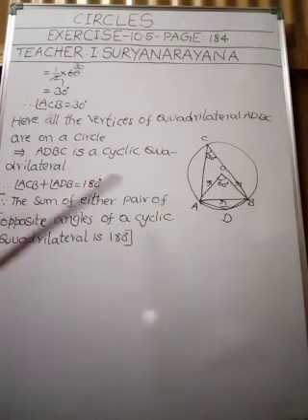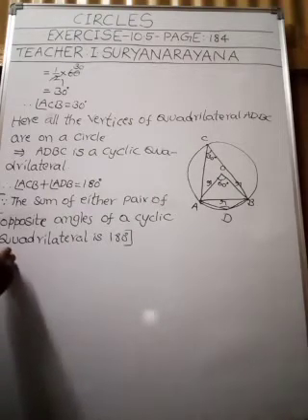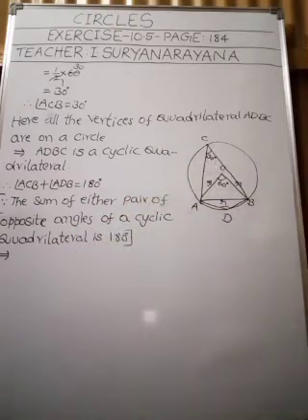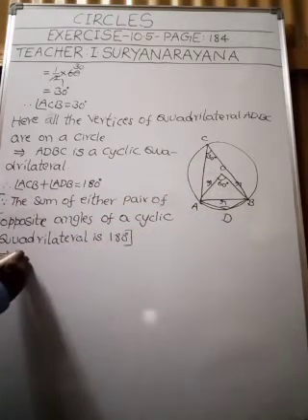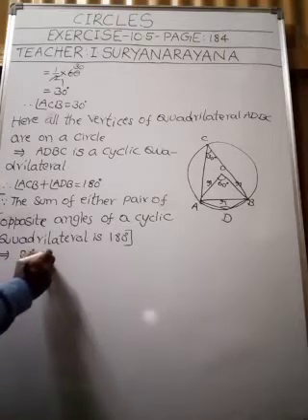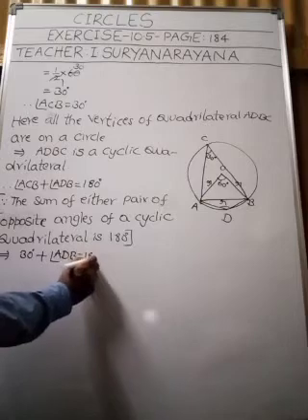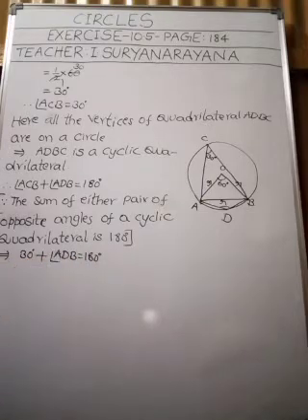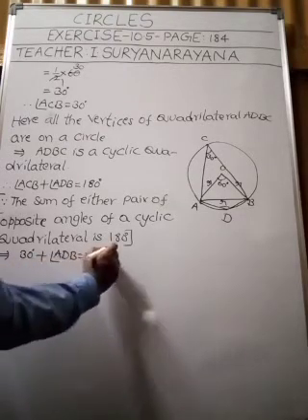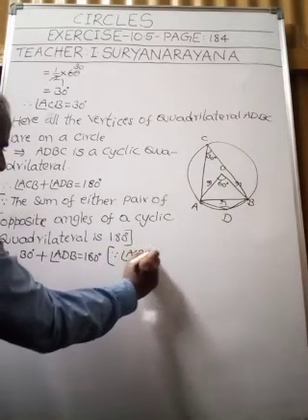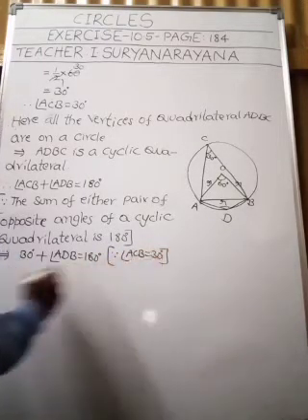Understood this step, my children? Right. So in this equation, we have already found angle ACB, that is 30 degrees. Yes or no, my children? So let us substitute that value. 30 degrees plus angle ADB is equal to 180 degrees. Understood this step, my children? Because angle ACB is equal to 30 degrees, we have already found.